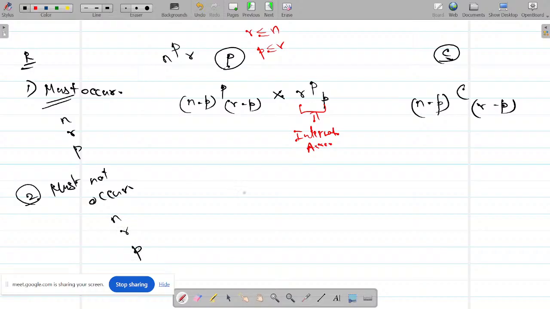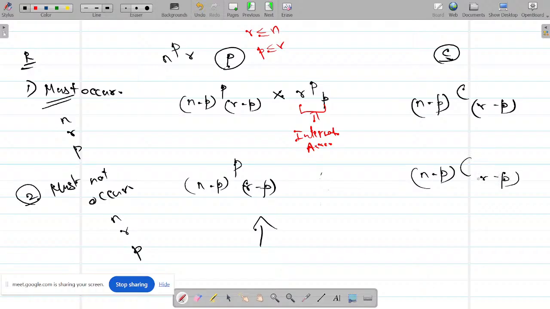Now we'll talk about permutation. What happens here? It's N minus P, P, R. What about this term? It will not come, because there is nothing called internal arrangement, since they are already left out. So this is N minus P, P, R. Is it okay? So you will not have this. For combination, N minus P, C, R. Simple. So only this one you have to make a note of.